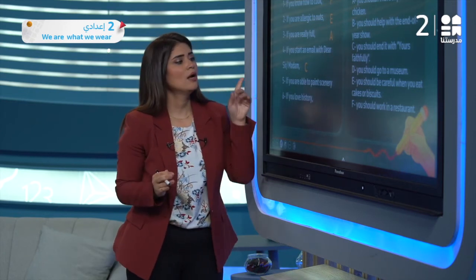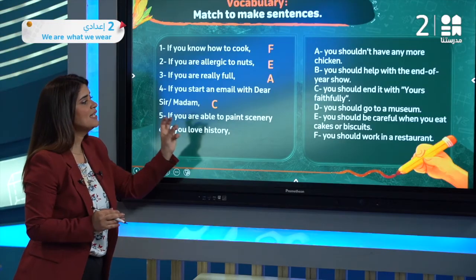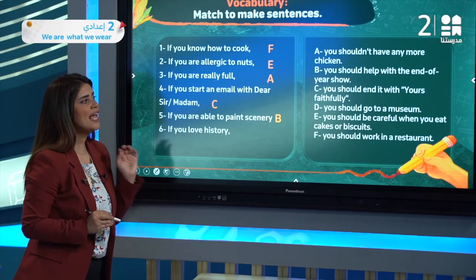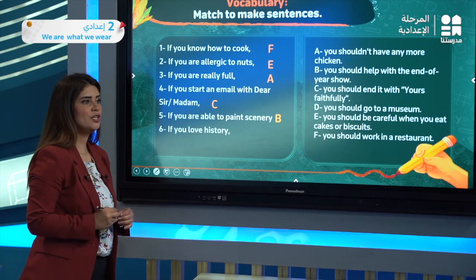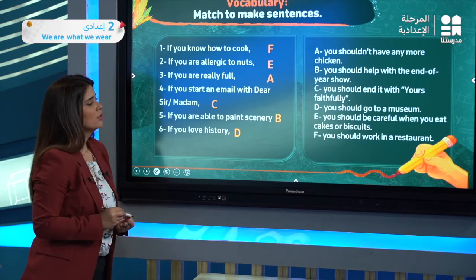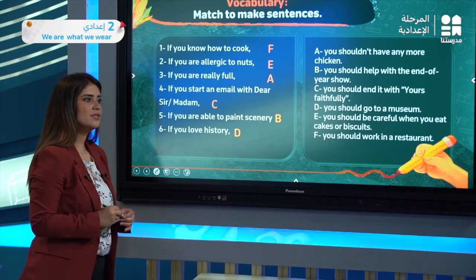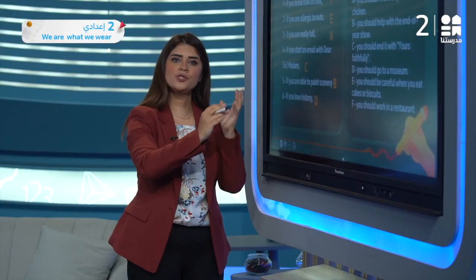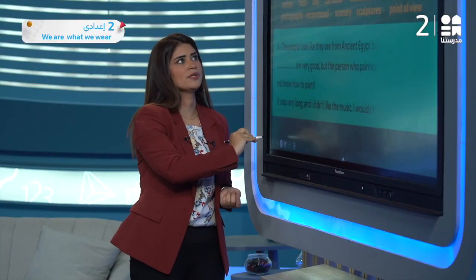If you are able to paint scenery, it's B. You should help with the end of a year show. And here, if you love history, of course, you should go to a museum. So that was just a recap on some of the vocab words we covered in the previous units.